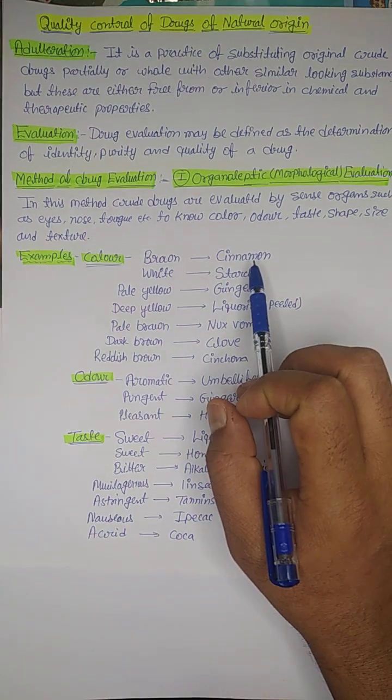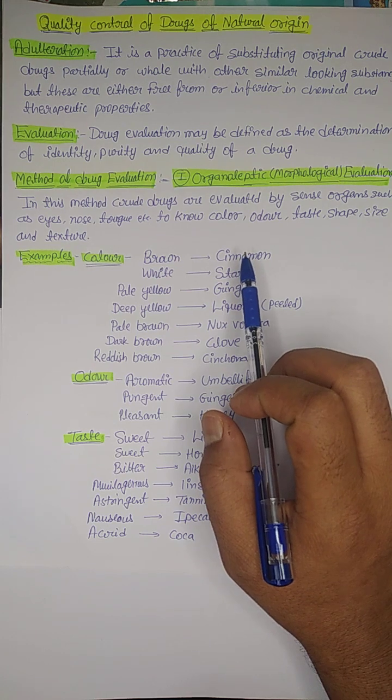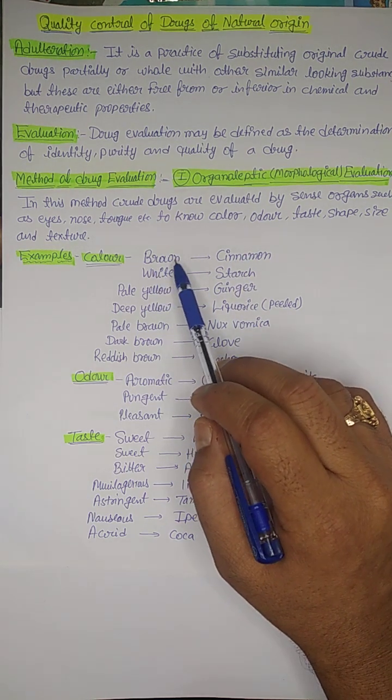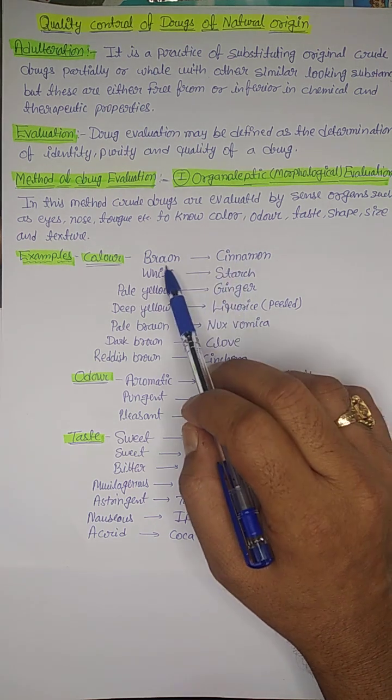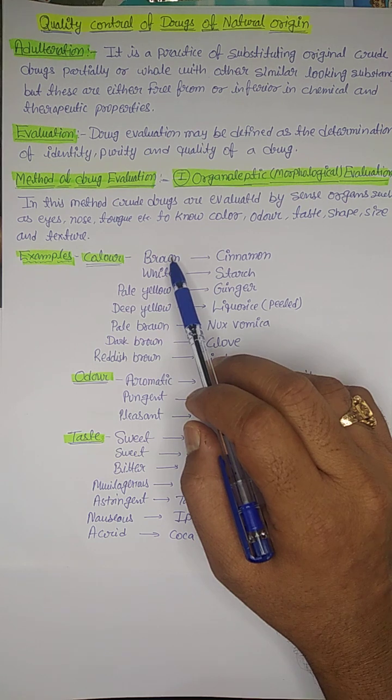So cinnamon bark, whenever we get the cinnamon bark as a sample as a quality control pharmacist, we are going to see that WHO monograph, and it has given the brown color. So original crude drugs will be brown color, it will not be pale brown or light brown or something black or dark like that, okay?